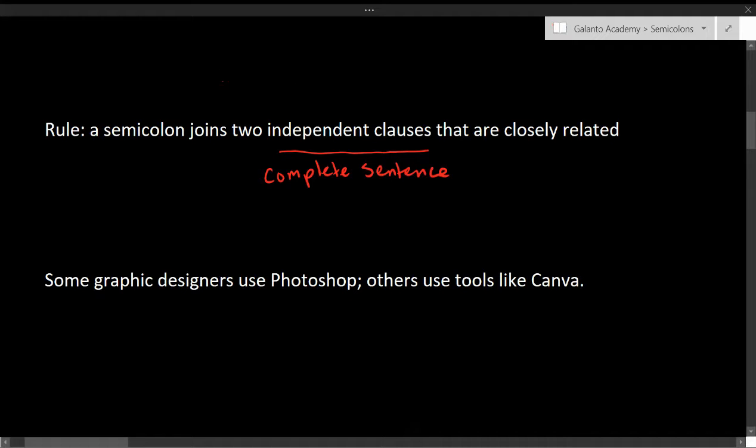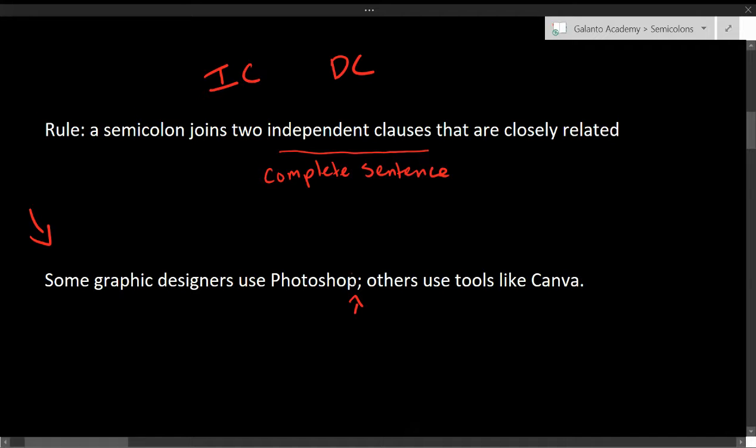When we're looking for an independent clause, I might underline something and put IC for independent clause. DC would be a dependent clause, which would be a fragment on its own. So let's look at this sentence right here. Some graphic designers use Photoshop; others use tools like Canva. This means that if there's a semicolon there, it should be able, in all cases, to be replaced by a period.